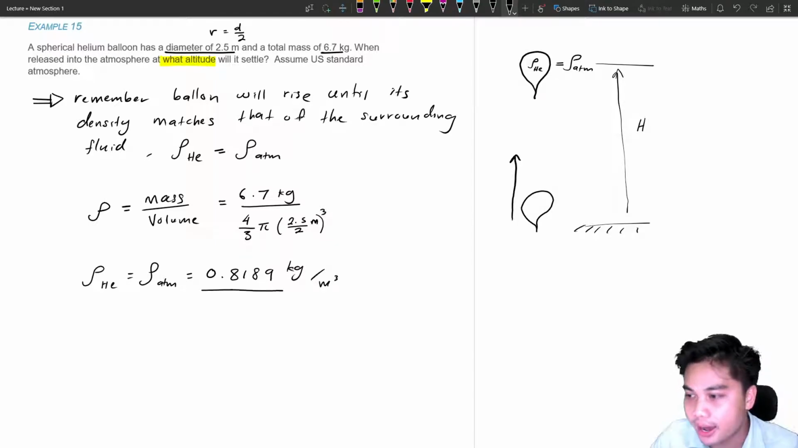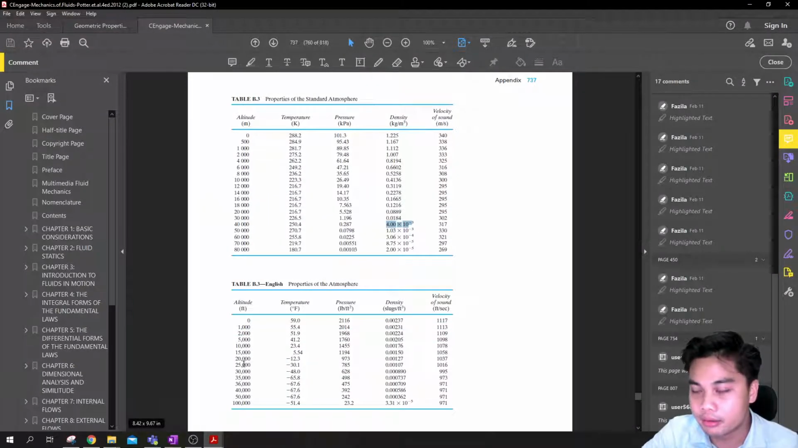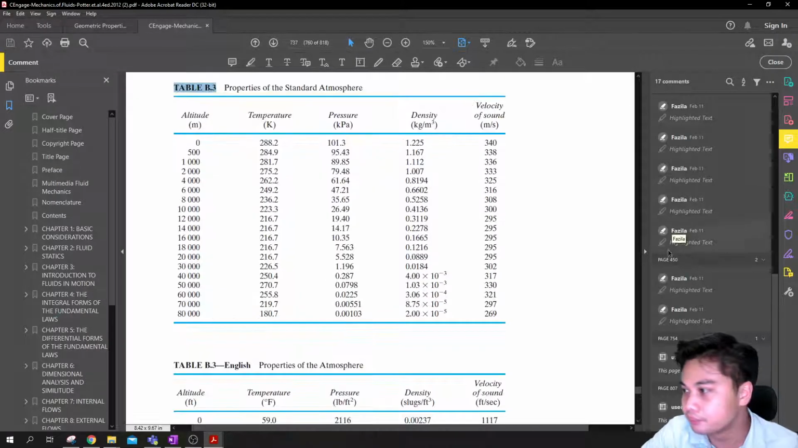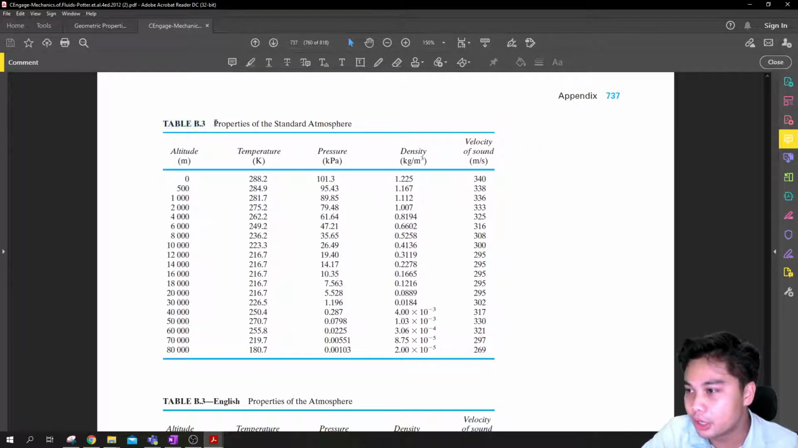So how do we get the height? Is there any formula? No, you need to refer to the table. You go to your reference textbook and look under Table B3. This is the properties of the standard atmosphere, where the density varies with the altitude. Different altitudes have different densities. Definitely, the higher the altitude, the lower the density.